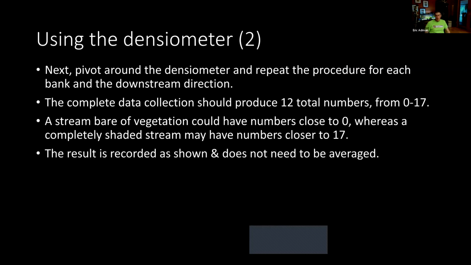So as I mentioned, a stream that doesn't have any vegetation, you could have a number close to 0, whereas a completely shaded stream, you may have numbers closer to 17. I have a question, because the first picture you showed right before the densiometer was a bunch of trees in the winter. So how is it going to be measured when there's no leaves? It seems like that would have a big effect on your measurement.